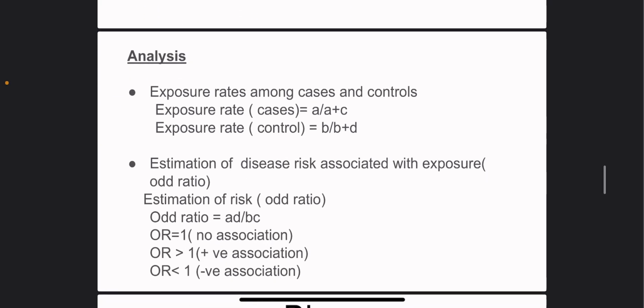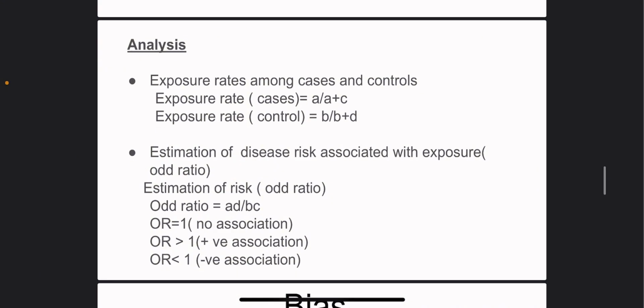Then the final step, analysis. So here you have to calculate your exposure rate among cases and controls and also the estimation of disease risk associated with exposure, that is odds ratio. To calculate exposure rate among cases and controls, you have to construct a 2 by 2 table. I hope everyone knows that.